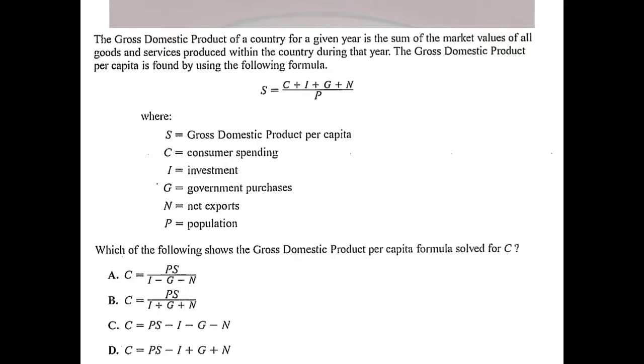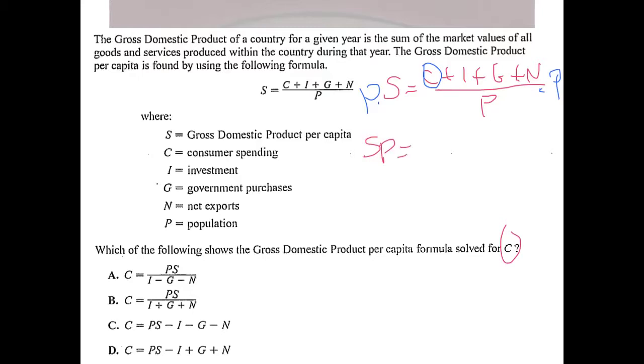All right, are you sure of that answer? Because here's what we need to do. Like I said, we need to solve for C, get C by itself. So in the equation, S equals C plus I plus G plus N plus P, all over P. I know this looks like a lot, but let's not be intimidated. If we want to get C by itself, we're just going to do the opposite. This is all grouped together in the top. So the first thing we want to undo is this dividing by P. The opposite of dividing by P is multiplying by P.